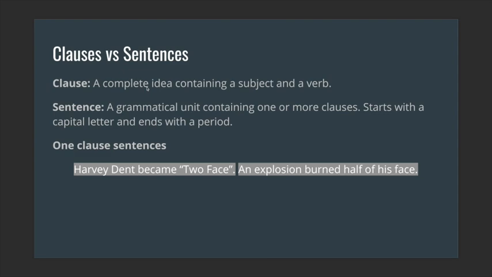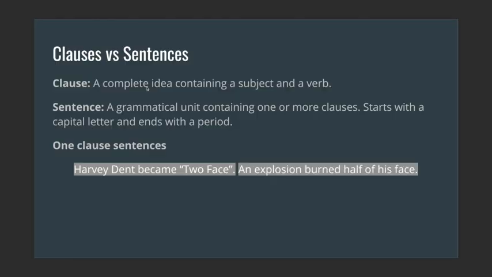For example, here we have two one-clause sentences. They start with a capital letter and they end with a period. Harvey Dent became Two-Face. That's one sentence because it starts with a capital and ends with a period, and it's one clause because we have one subject, Harvey Dent, and one verb, became. So we only have one idea in one sentence.